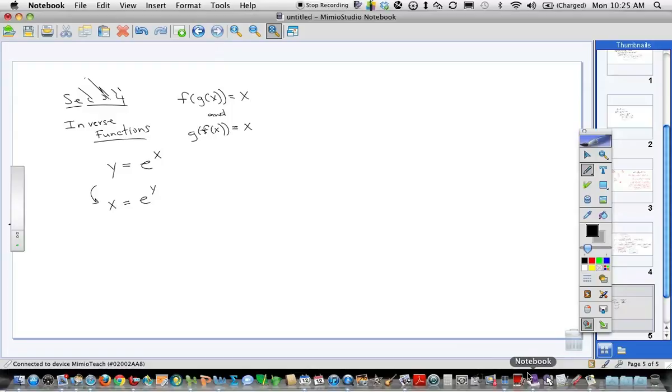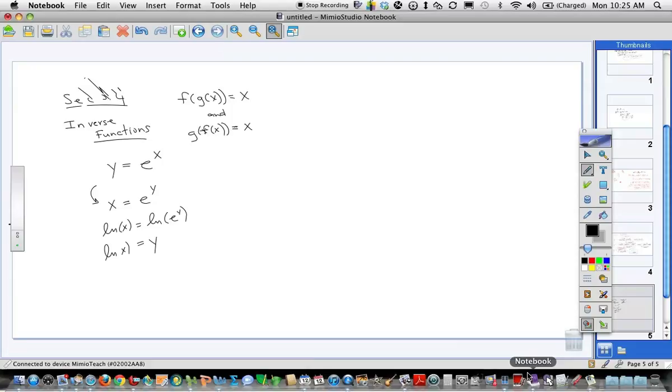Natural log. Do the log of both sides. So the log of this side is that. Log of this side is that, which would just be y. Okay? So we can see how we get e to the x and natural log being inverse functions.